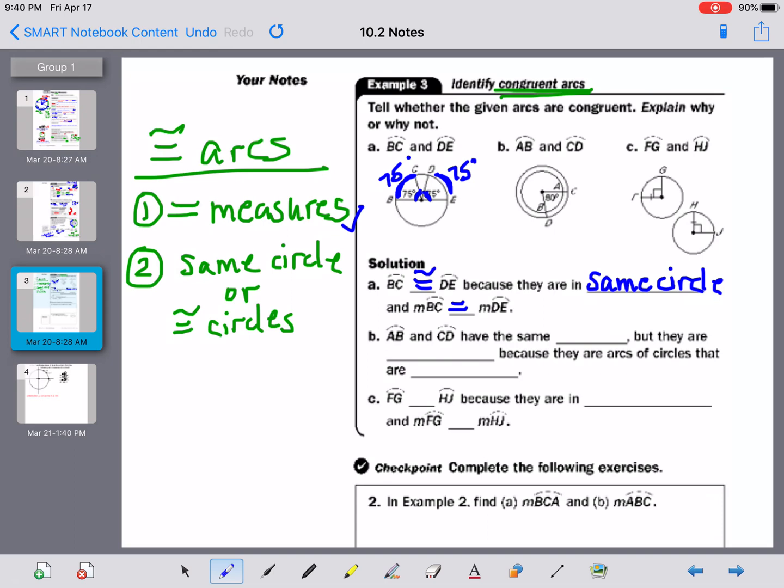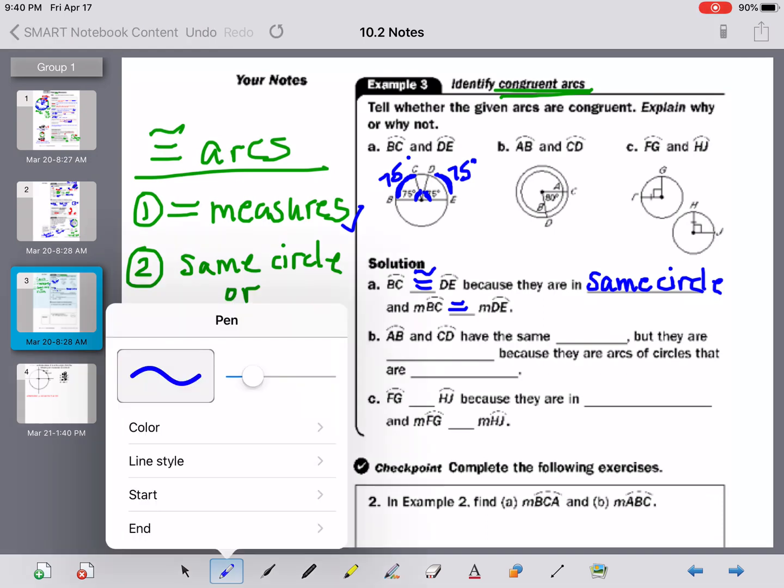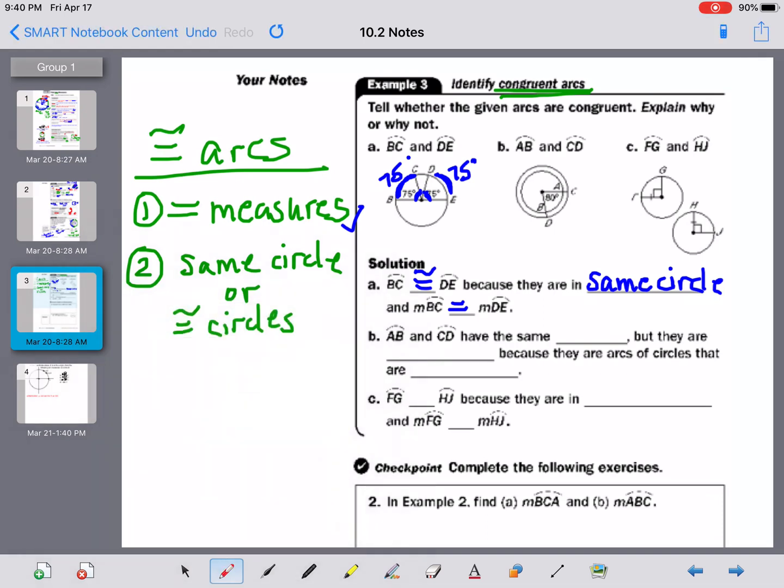All right, let's look at B to see a little bit of change here. So on B, once again, I'm looking at arc AB here and arc CD here. And it looks like they both come from the exact same central angle. So that's obvious that both of them have to have an arc measure of 80. So they definitely have the same measure. So that fills this requirement up here.